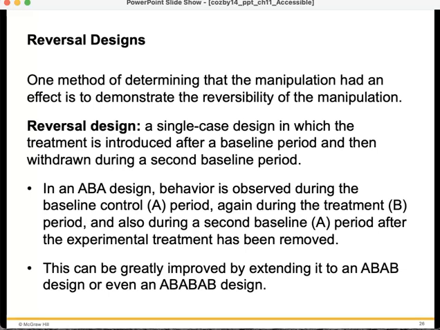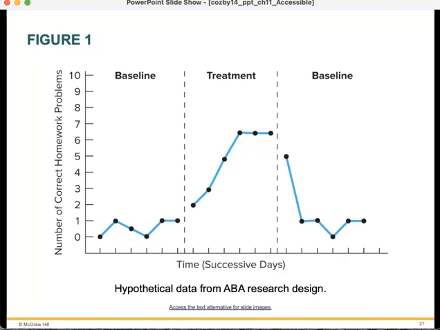Hypothetical data from such an experiment are shown here, where we have the baseline, where we just measure how often they get the correct answers. Then we have the treatment period, which is the addition of the toys. You can see here that the behavior increased. And then we would remove that effect of giving the toys and see how the baseline then comes back to normal. Okay.